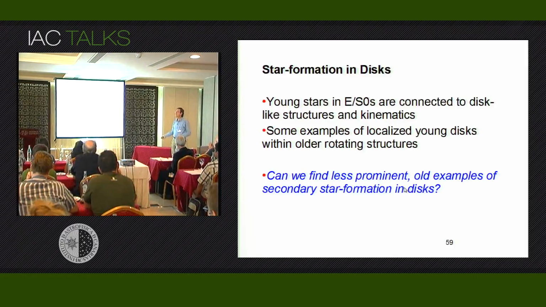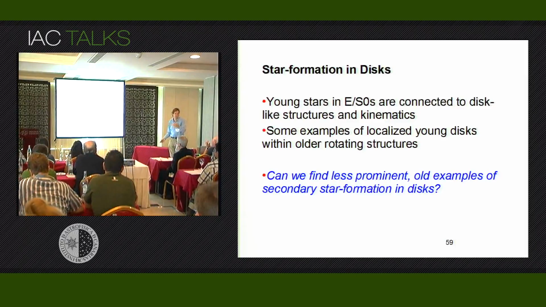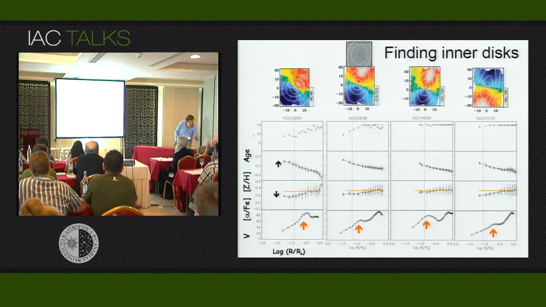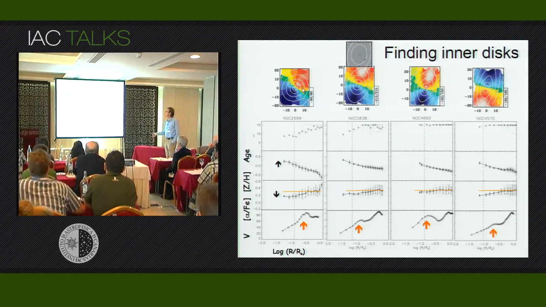So young stars are connected to disk-like structures and kinematics, and you also sometimes see a young disk inside older rotating structures. Now I'd like to see, can you see these little disks, but old? In principle, a disk is a disk, and it doesn't go away, except through diffusion, very, very slowly. There's no need for it to go away quickly. Maybe Isaac or someone else can answer later how long it takes before such a small disk disintegrates.